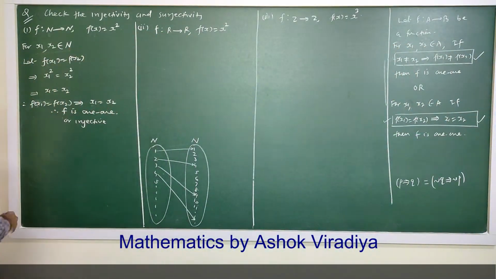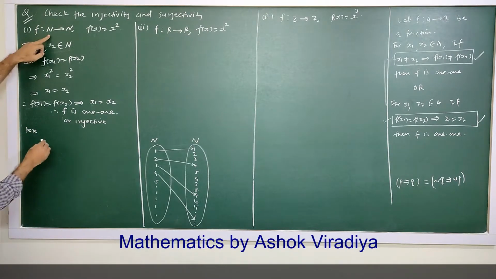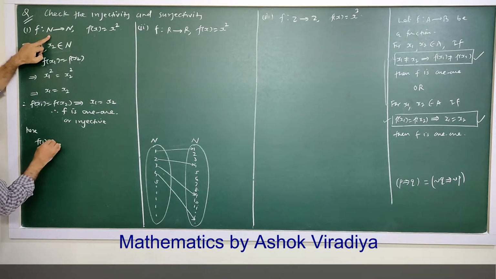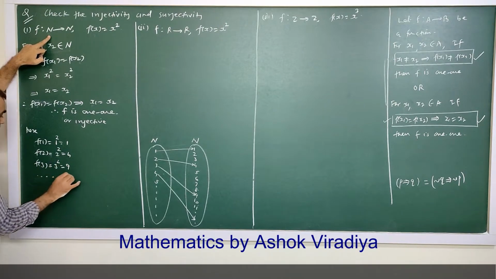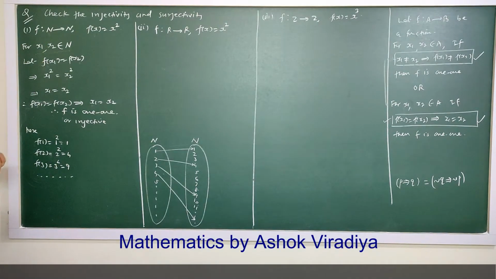Now on to the next. See, again, in the beginning I discussed the image of 1. The image of 1 is 1, the image of 2 is 4, the image of 3 is 9, and so on. So what is the range here?